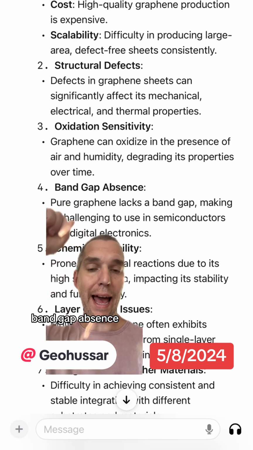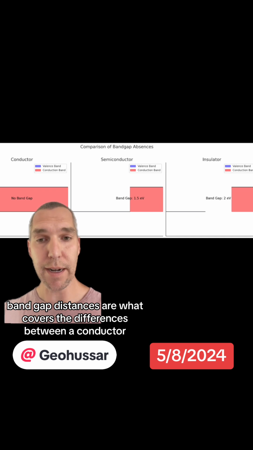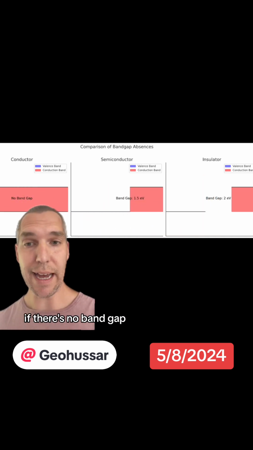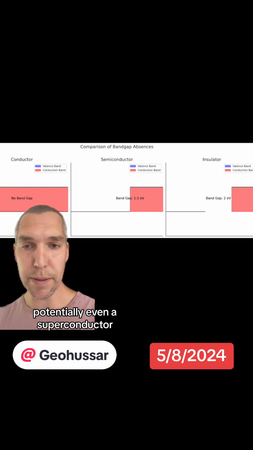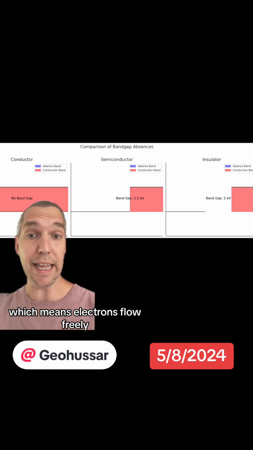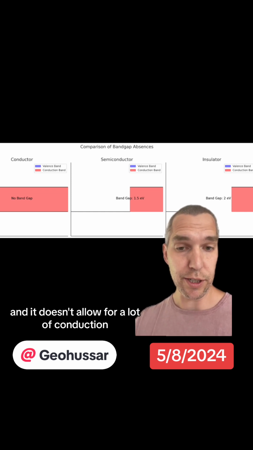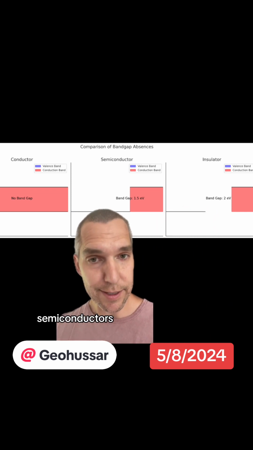Band gap absence. Band gap distances are what covers the differences between a conductor, a semiconductor, and an insulator. If there's no band gap, something is a conductor, potentially even a superconductor, which means electrons flow freely. If something is an insulator, there is a very large band gap and it doesn't allow for a lot of conduction. What's in the middle? Semiconductors. You figure that out.